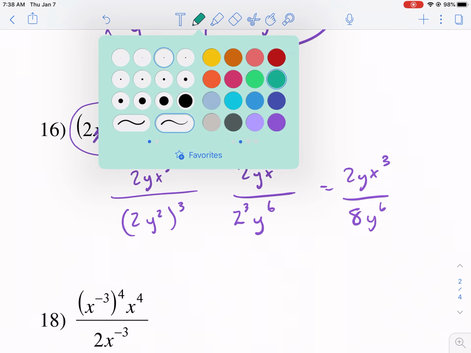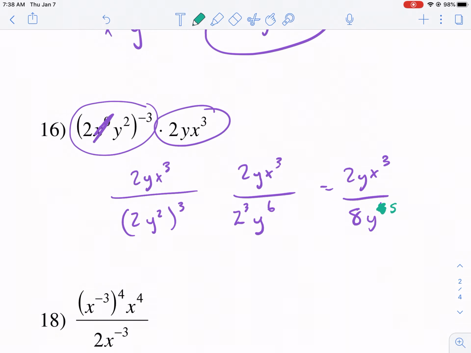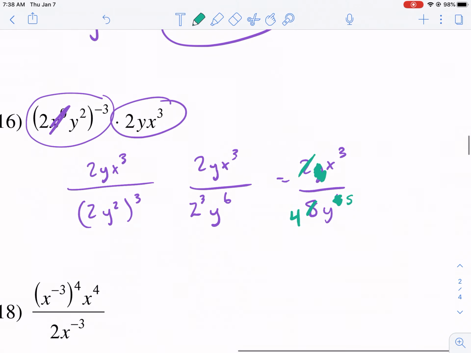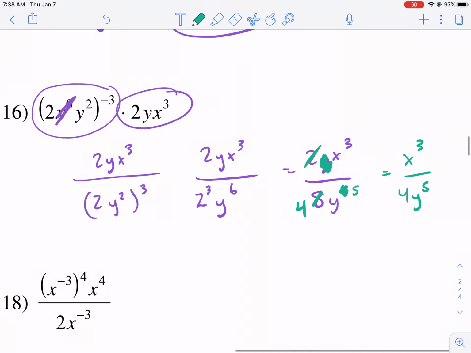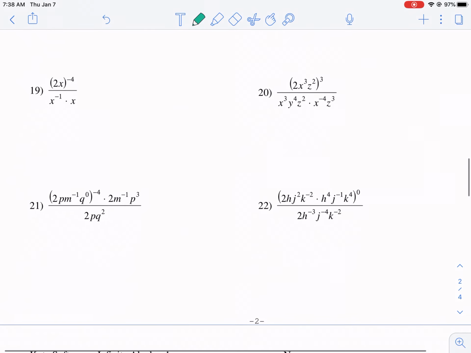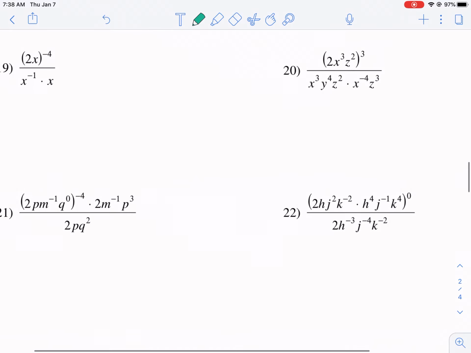I'm going to cancel one of the y's in the bottom, leaving 5 with that y in the top. Reduce this guy to a 4. So my final answer is x cubed over 4y to the 5th. Let's do one more just for fun. Let's do this really big one.